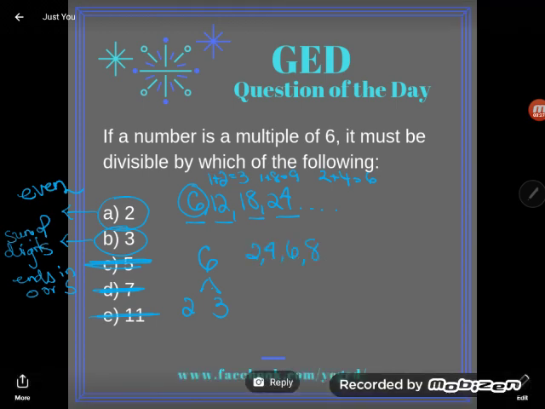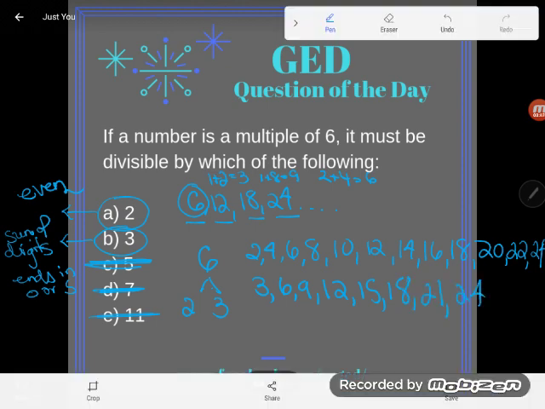2, 4, 6, 8, 10, 12, 14, 16. I'm listing out my 2 times tables. I could do the same thing and list out my 3 times tables. 3, 6, 9, 12, 15, 18, and I won't go too far. 21, 24.